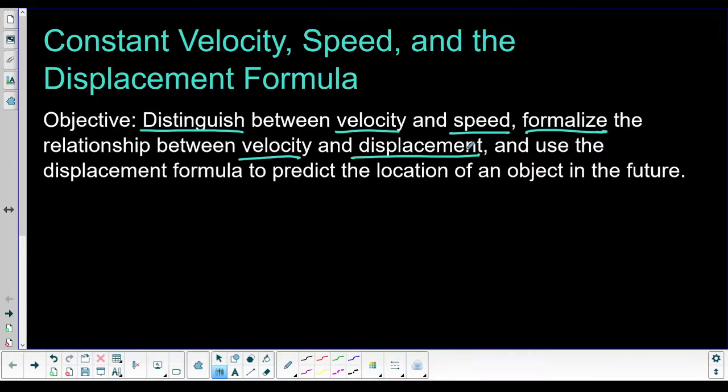We're going to have a whole lesson just on graphs. Today, we're really going to focus on definitions and formulas, and then we'll come back and revisit some graphs in a day or two. And we're going to use the formulas to predict the future, which is really what we want to do, right?